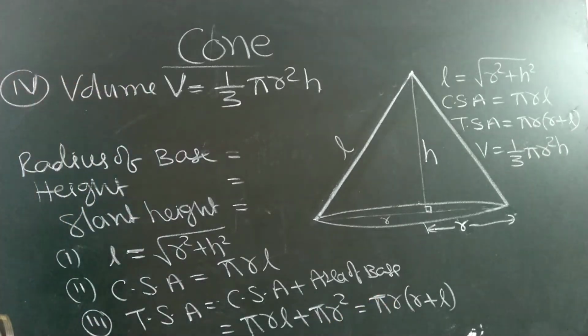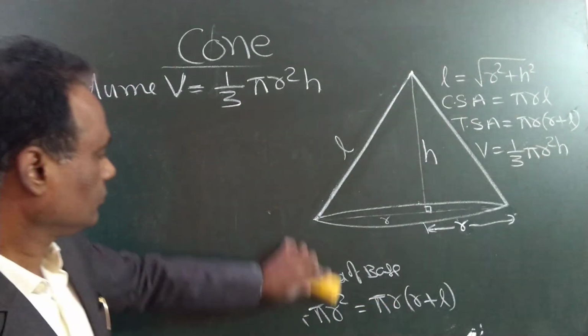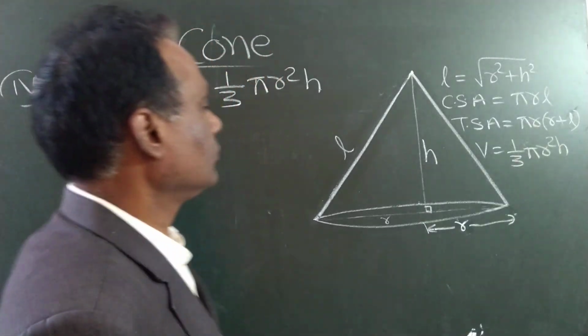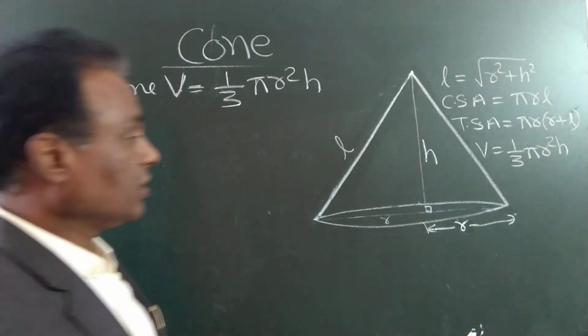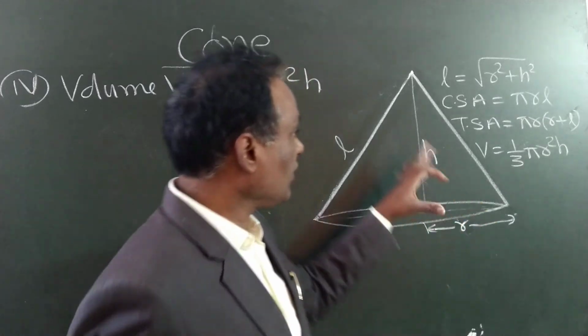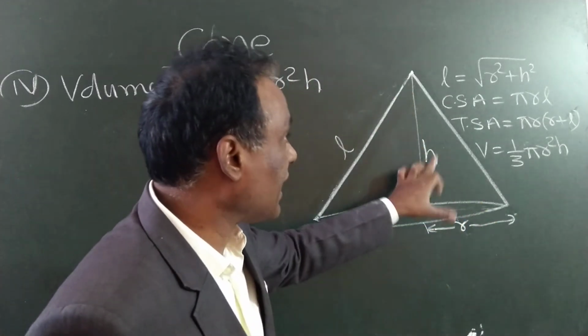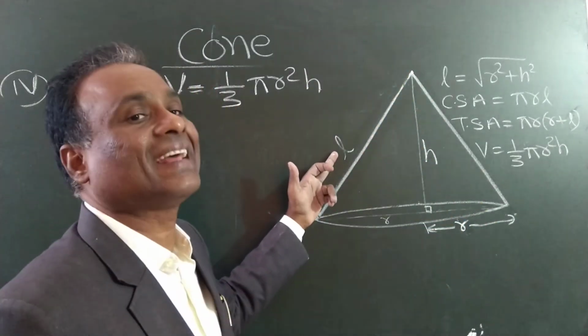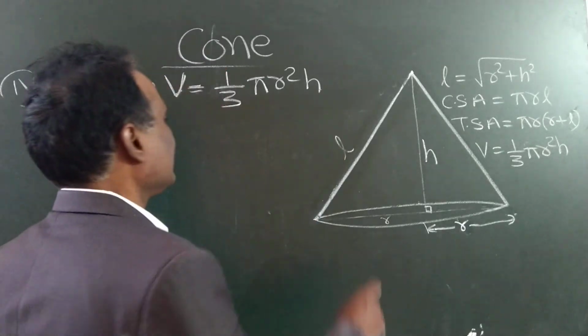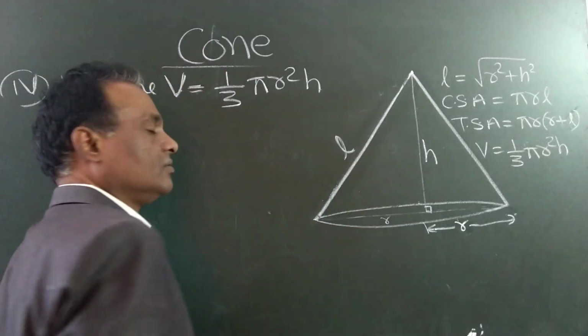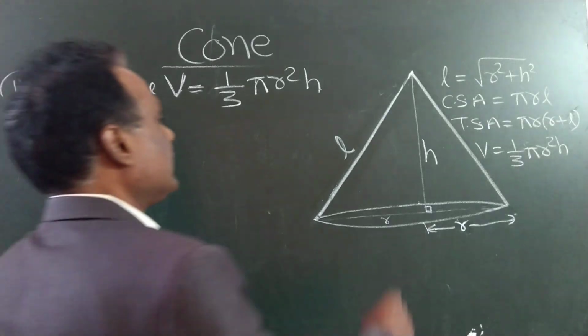All the four formulas I wrote there, so just have a look. This is the shape of the cone. This is called radius of the base. The straight one is called height. The cross one is called slant height. You can write it.